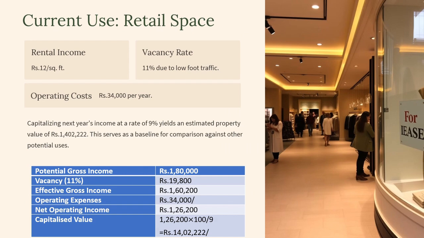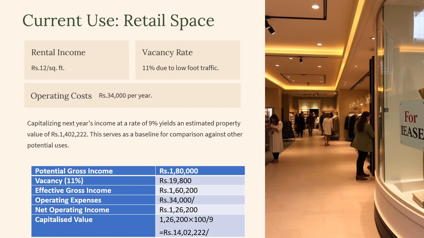So by using the current use, we will calculate its capitalized value. The rental income is rupees 12 per square feet, and the present vacancy rate is 11% due to low foot traffic. Operating costs are rupees 34,000 per year. So considering the next year's income at a rate of 9% yields an estimated property value of 1,02,222. So this serves as a baseline for comparison against other potential uses.